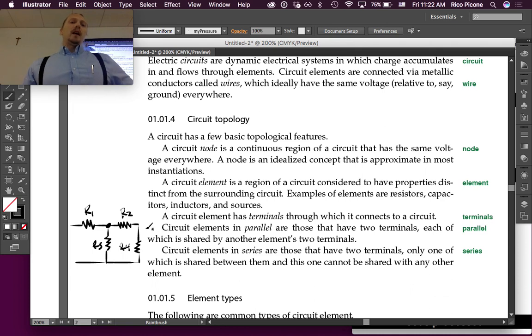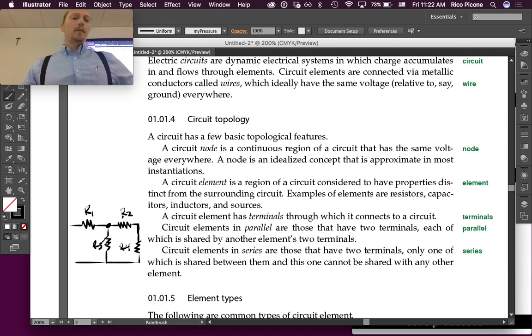Series. And that's because they share a terminal, and the other terminal is not connected to each other. So they're in series. Also, there's no other element connected here, which is part of the definition for series.